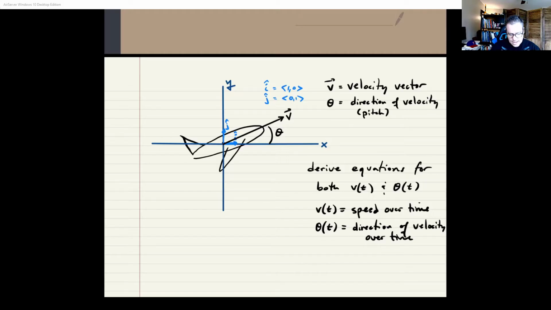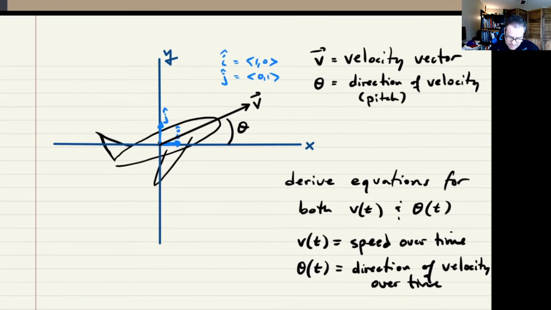So here's a glider in a standard coordinate system, and we've got a velocity vector indicated here. So that little arrow indicates that that's a velocity. It has a magnitude and a direction. And there's an angle theta here that is the direction of that velocity relative to the horizon. We could think of it as the pitch, but more precisely it's really just the direction of the velocity relative to the horizon.